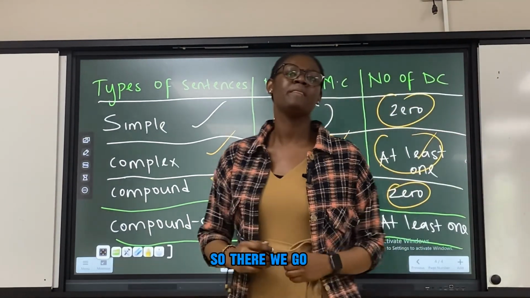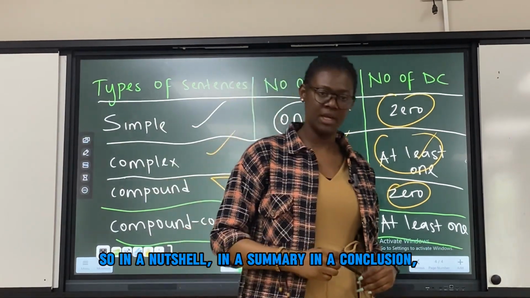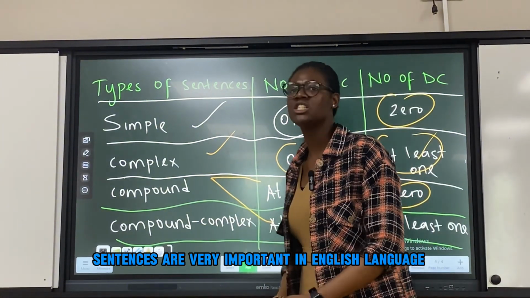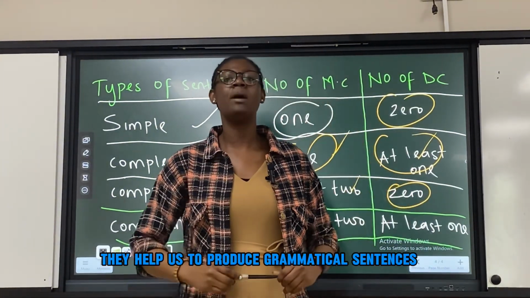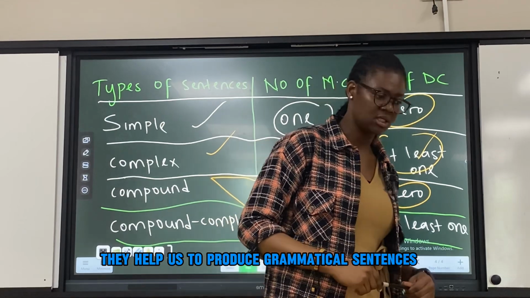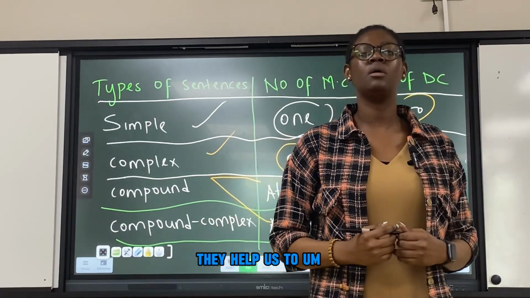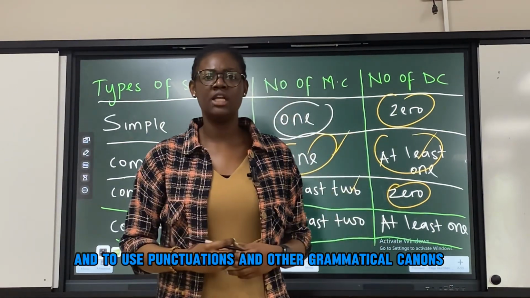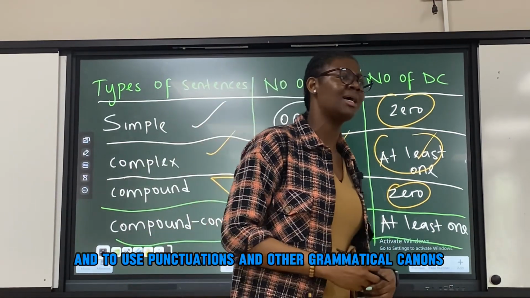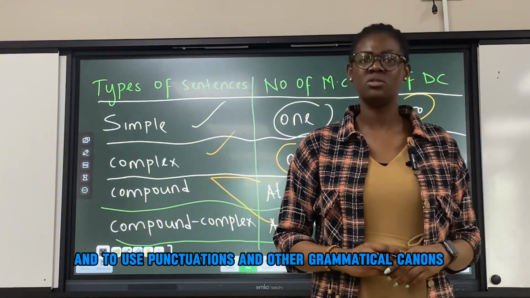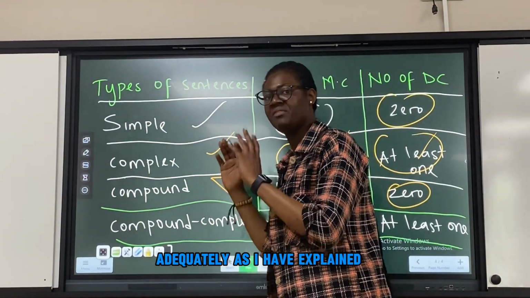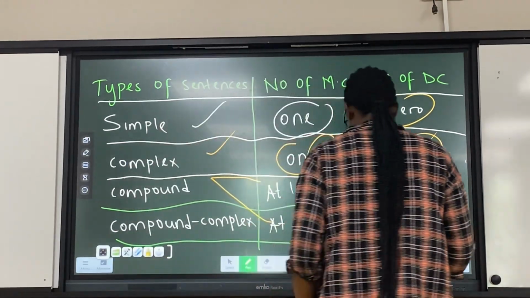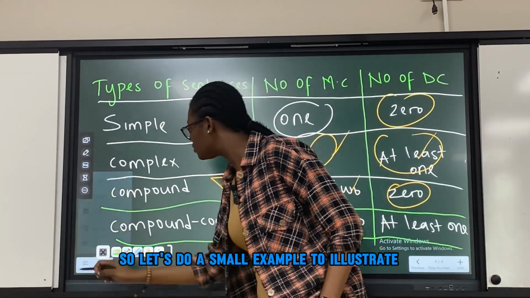So there we go. In a nutshell, in summary, in conclusion, sentence types are very important in English language because they help us to produce grammatical sentences. They help us to improve in our speaking activity and to use punctuation and other grammatical rules adequately, as I have explained from the beginning to the end of these lessons. So let's do a small example to illustrate.